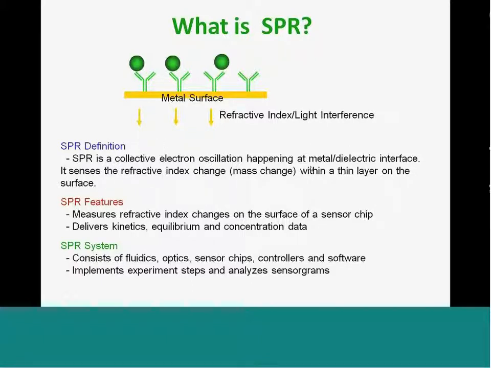SPR is a collective electron oscillation that happens at a metal dielectric interface, and it senses the refractive index change within a thin layer on the surface. This change takes into consideration the mass of the protein, and one can predict the potential refractive index change caused by an interaction of one protein with another that has been immobilized on a metal surface.